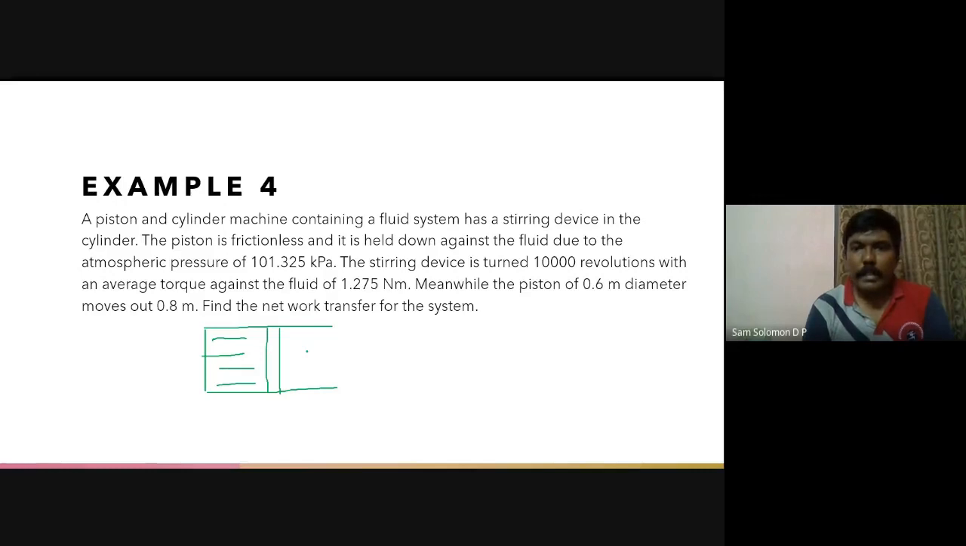The stirring device is turned on. So what we have here is a stirrer. I have a stirrer here, and that is being connected to some sort of an electrical device. I have connected it to an electrical device.